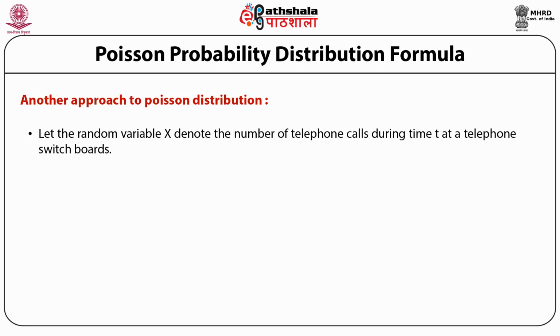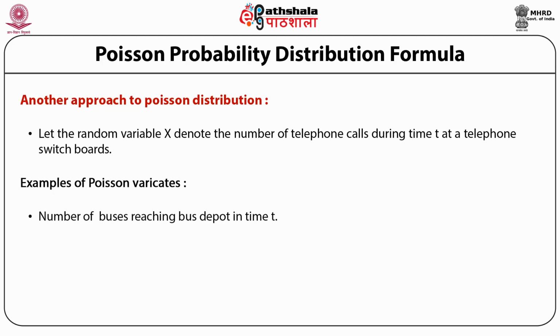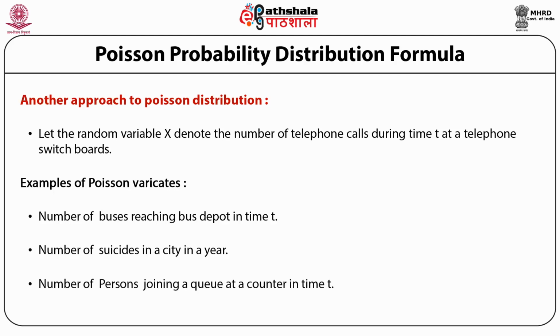Further, there are some more examples. For example, number of buses reaching a bus depot in time t, number of suicides in a city in a year, number of persons joining a queue at a counter in time t. So here lambda is the mean.